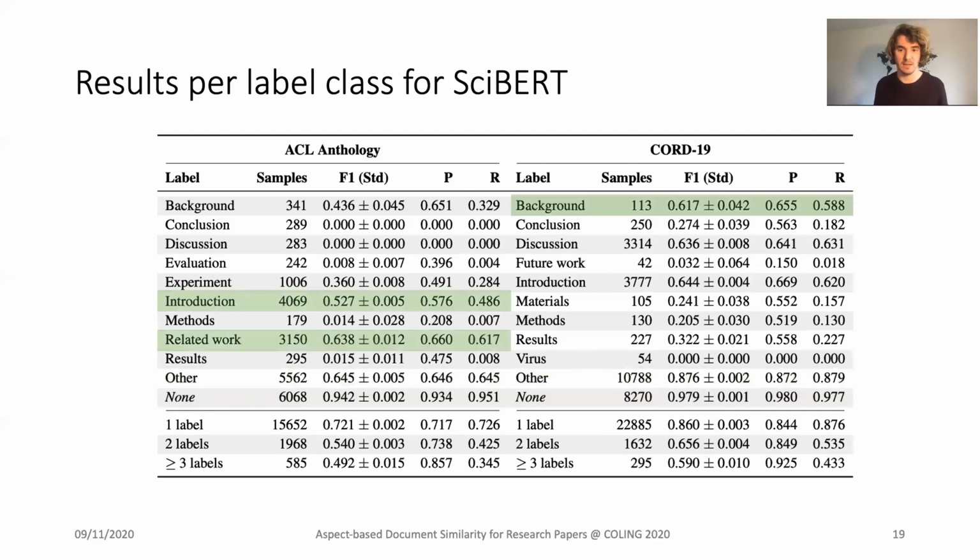For example, in ACL, the label related work with around 3,000 samples yields higher scores when compared to introduction here with around 4,000 samples. But also for CORD-19, the label background has an F1 score of around 60, despite having only 113 samples in the test sets. So all in all, the discrepancy in the number of samples and the difficulty in uncovering latent information from the aspects contribute to the decrease in some labels' accuracy.